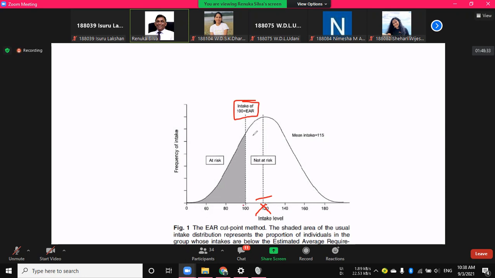And here you see that most of the people eat more than EAR. Most of the people, more than 50%. Only a small portion of people eat less than EAR. So this is a very good population. A better population than the normal population. So all your answers are wrong. Understand that.